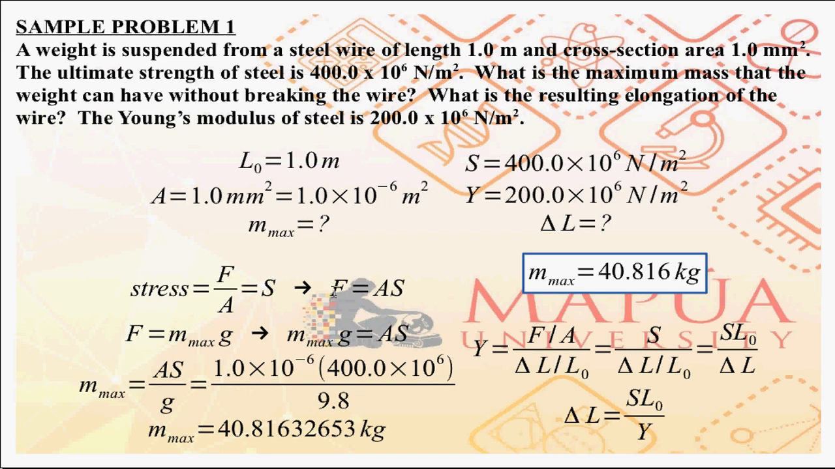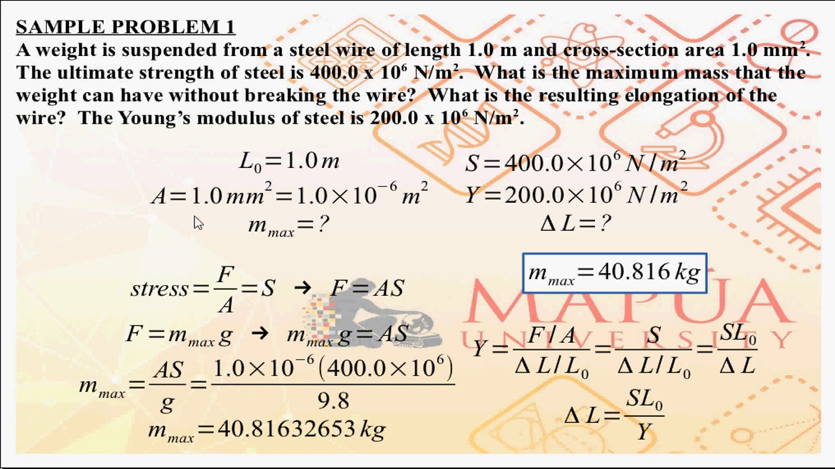This is the weight of the object that will almost break the wire. So the wire is just about to break. The stress is already at the ultimate strength of the wire. F is equal to the maximum mass that the weight can have times acceleration due to gravity. So M max g is equal to AS. M max is just AS over g.